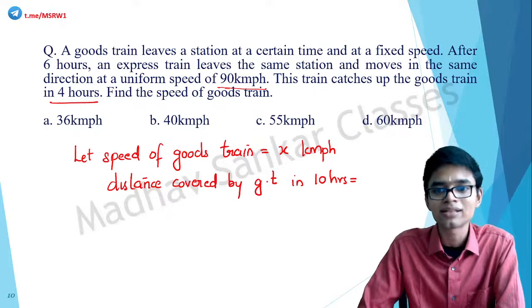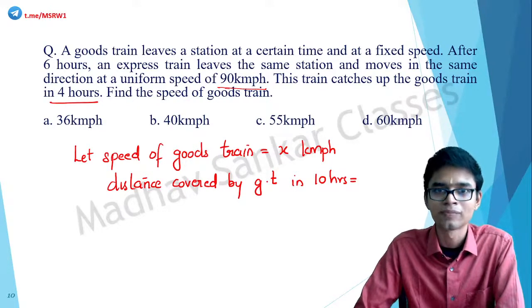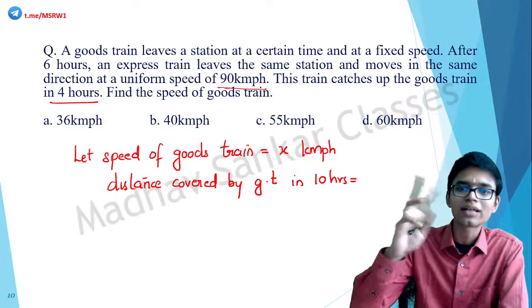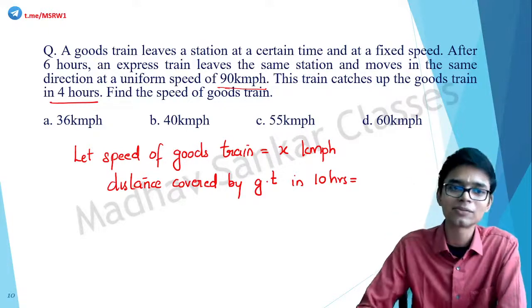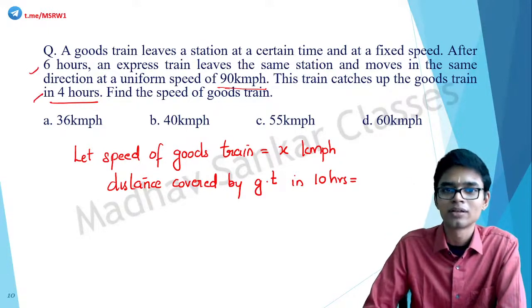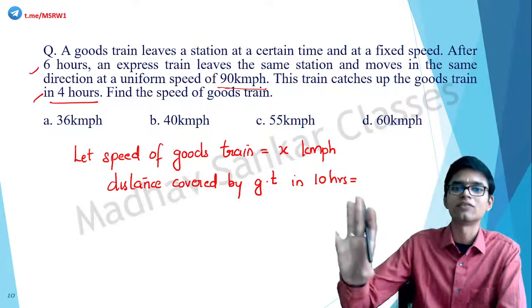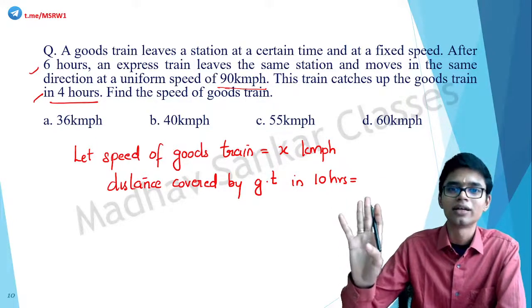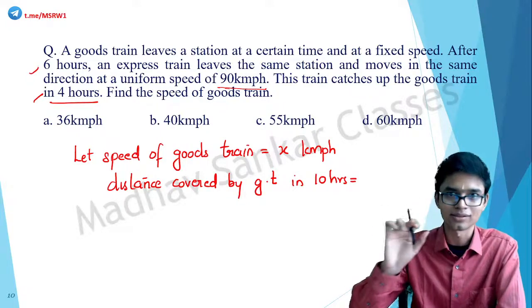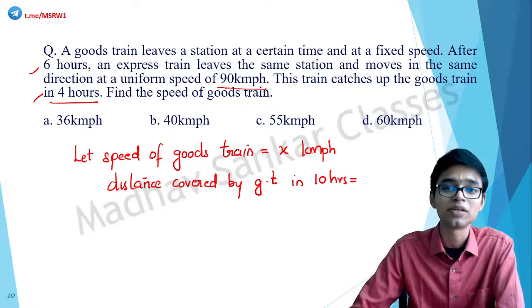And this train catches up the goods train in 4 hours. Correct. So the total time difference is actually 10 hours, 6 hours plus 4 hours. That is why I took it as 10 hours. So the distance covered by the goods train, which got a head start in that time difference, that is 10 hours, is how much? Distance is speed into time.